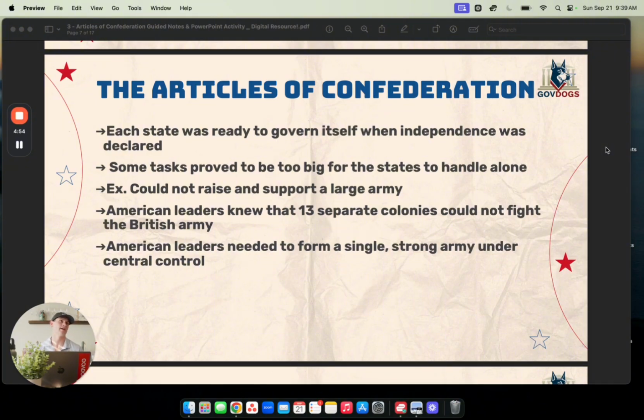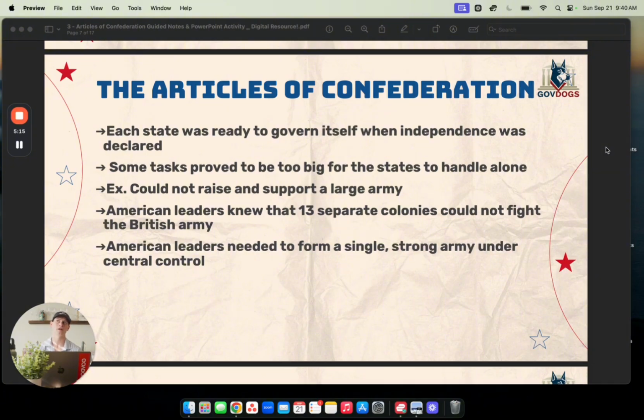So for example, if Britain invaded Virginia, New York under the Articles of Confederation really didn't have the responsibility to go help out Virginia. That puts a lot of pressure on the states to be able to defend themselves. So we knew as a country, the framers of the Constitution understood that we needed to form a single government, a strong government with central control.